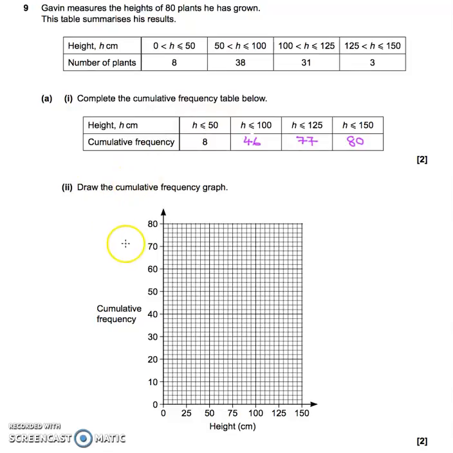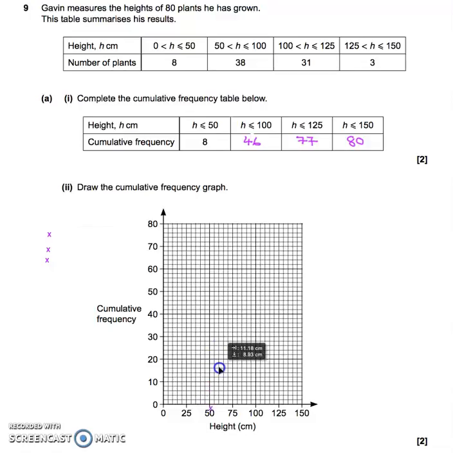The second part of the question requires us to draw a cumulative frequency graph. Now, to do that on here, I'm going to just pop a few X's in. It's a little bit awkward to try and draw on the computer. You're going to need to use a nice sharp pencil, and you're going to plot those points with crosses, and you're going to do your best to draw a very, very good graph.